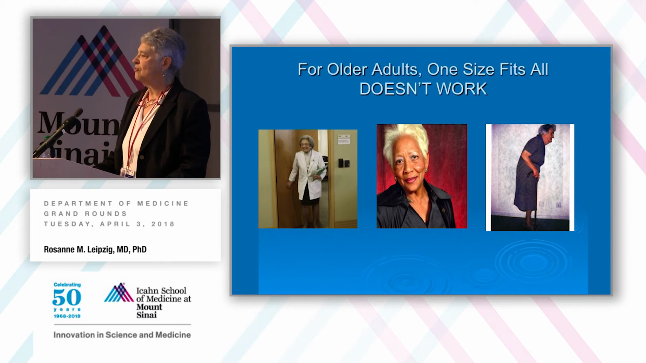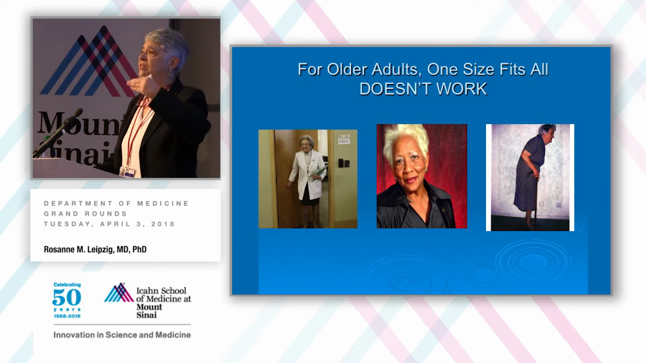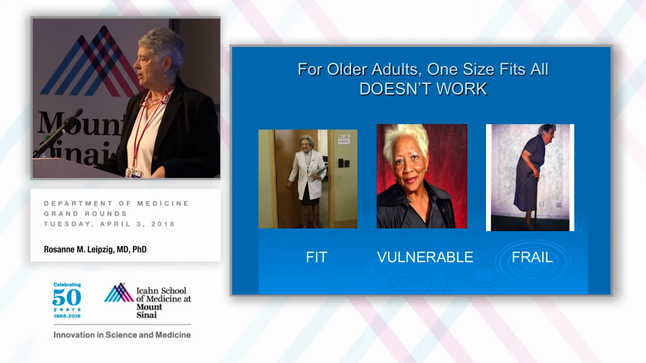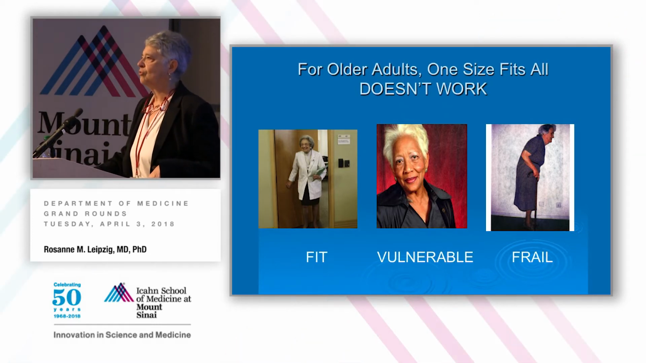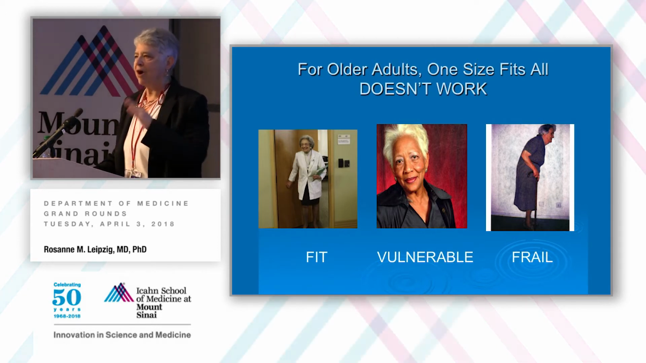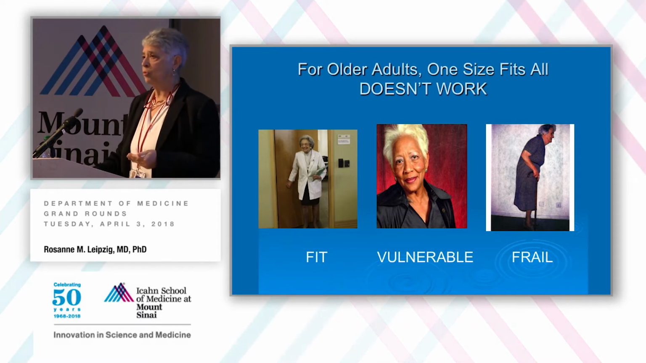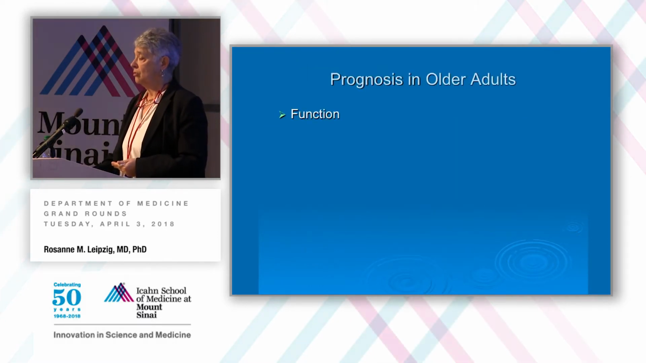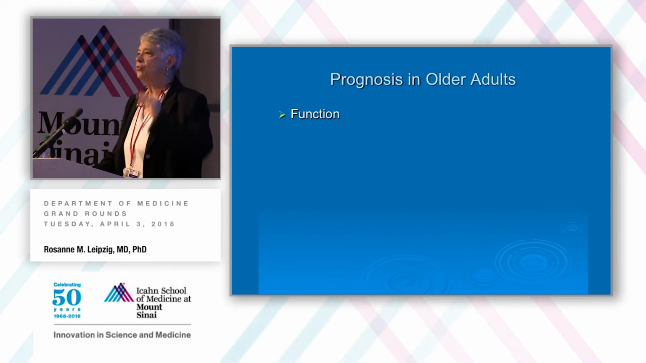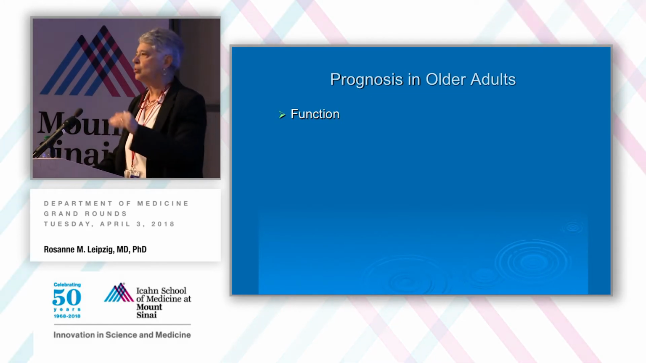So, for older adults, one size fits all doesn't work. And you need to have a way to think about prognosis for the person who's in front of you. This is one simple way that people are starting to look at this. There aren't definitions that everybody uses, but there are definitions that people do use to try and determine who's fit, who's vulnerable, and who's frail. So as we go through prognosis, I'm going to start to give you some different ways to look at it and to help you determine which of your patients are fit, vulnerable, and frail.